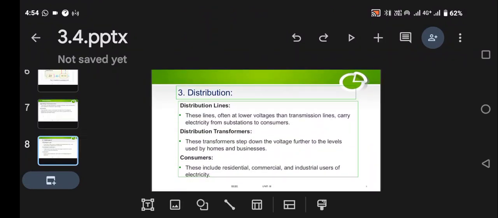The third major component is distribution. It consists of distribution lines, distribution transformers, and the consumers. These lines, often at lower voltages than transmission lines, carry electricity from substation to consumers. Second one, distribution transformers. These are step-down transformers, which reduce the voltage to what is needed for the homes as well as business. Third one is consumers. These include residential, commercial, and industrial uses of electricity.